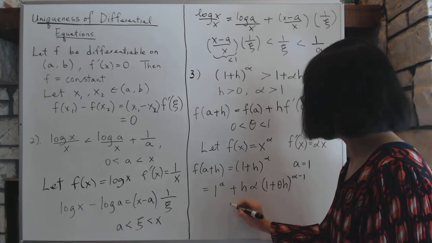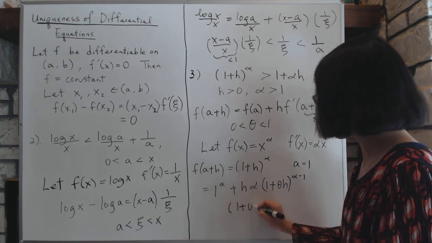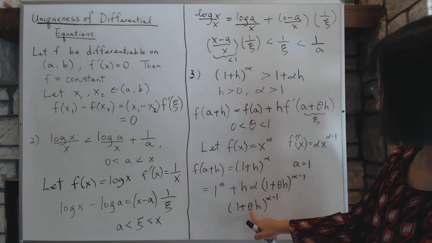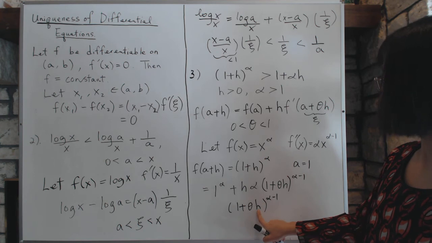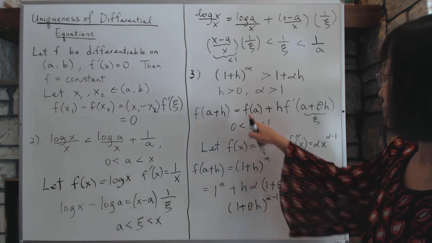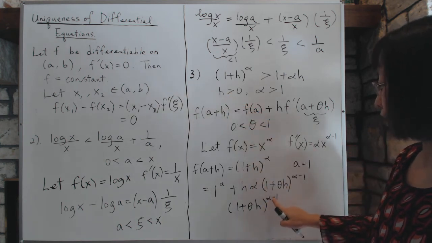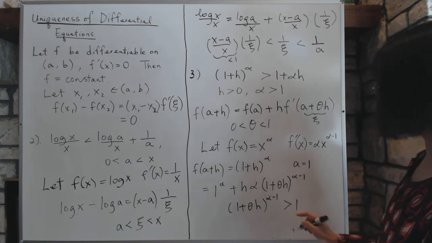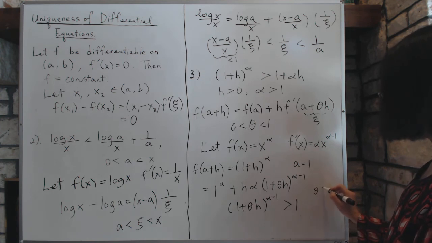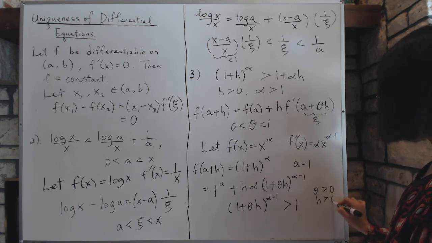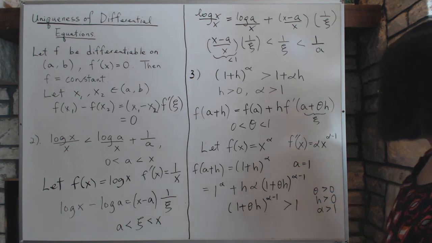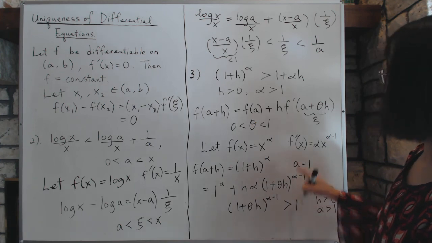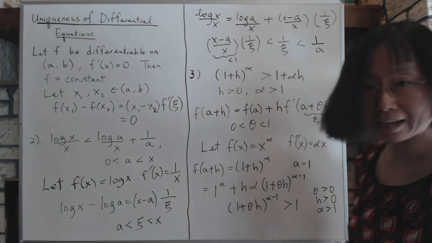To show that, we look at (1 + theta h) to the power alpha minus 1. Now, theta is bigger than 0, h is bigger than 0, and alpha is bigger than 1. So all of that adds up to one thing: this is going to be bigger than 1, because theta is bigger than 0, h is bigger than 0, and alpha is bigger than 1. So this is bigger than 1, which means that the whole thing is going to be bigger than this. And that concludes our proof.